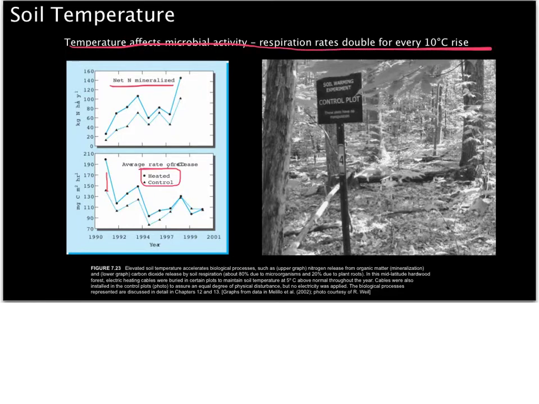Respiration rates double for every 10 degrees C rise in temperature. So again, not only does the temperature of the soil affect plant roots, but it also affects microbial growth and respiration and what kind of activities they have in the soil.